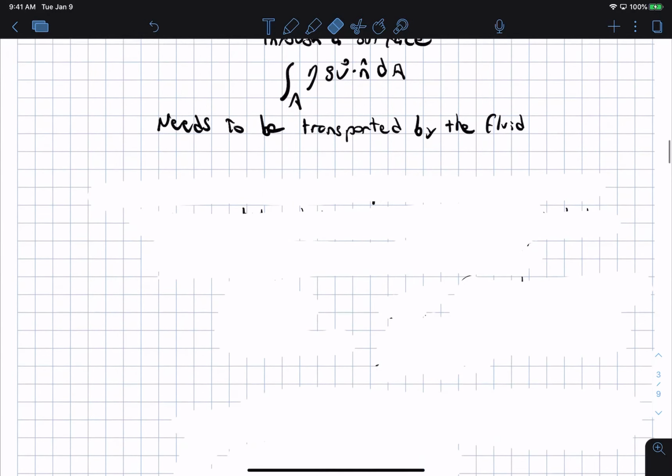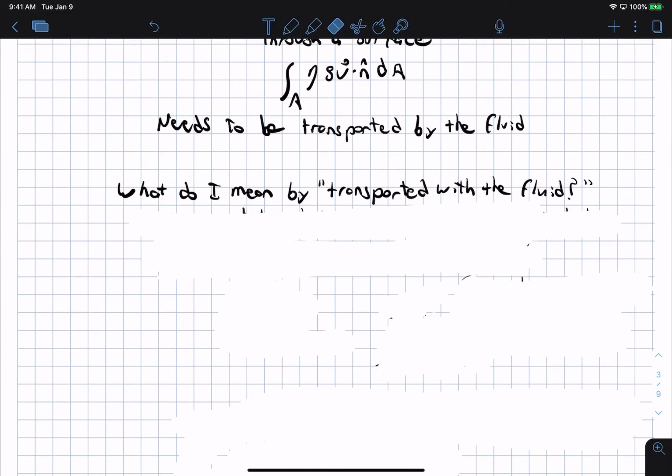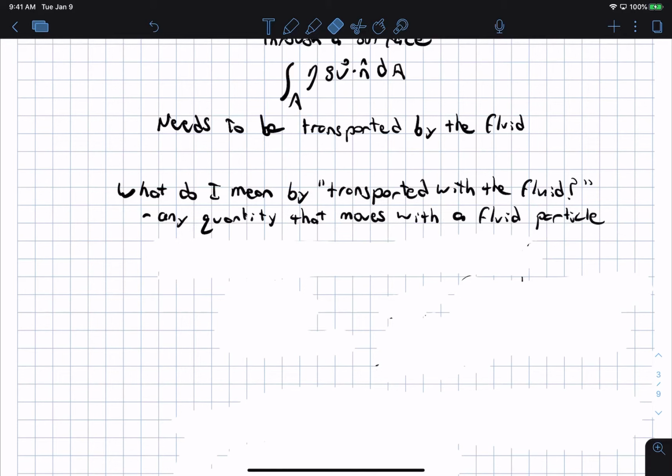So now you guys may be a little bit confused. What on earth does Dr. Hoya mean by transported with the fluid? What I mean is basically any quantity that moves with a fluid particle. So one way to think about this, if fluids are kind of abstract to you, is that it always helped me to drill down and think of the actual molecules and what they are doing at the molecular level.